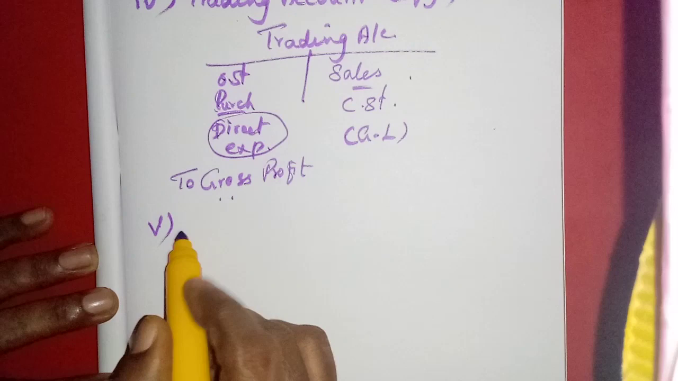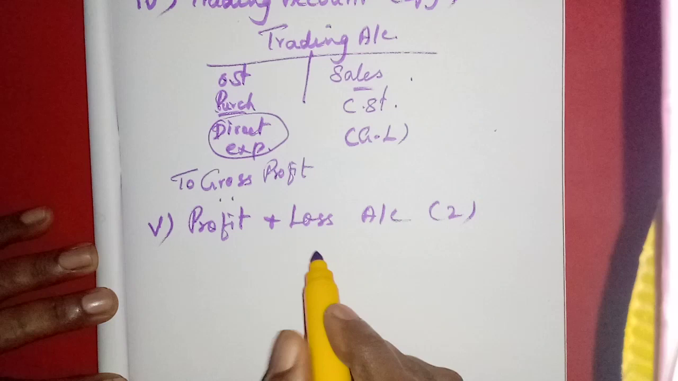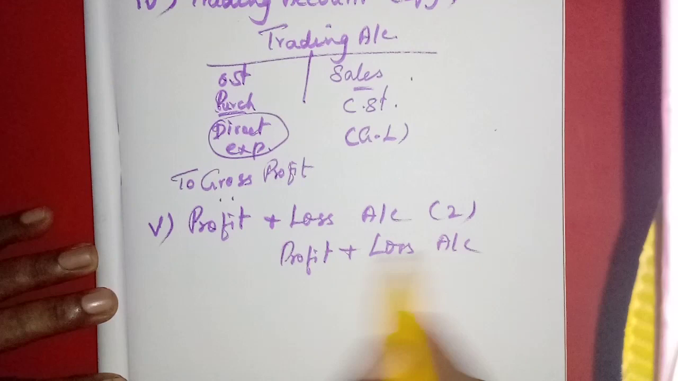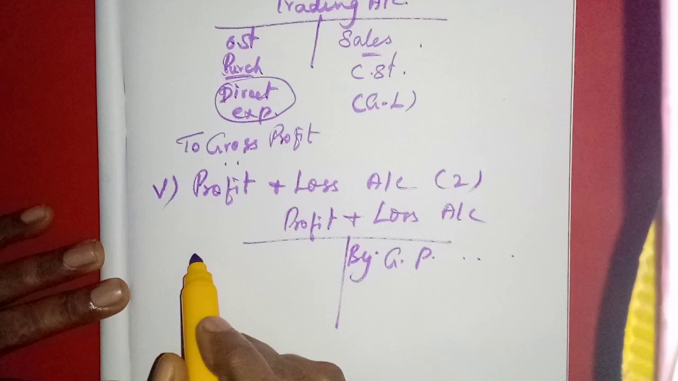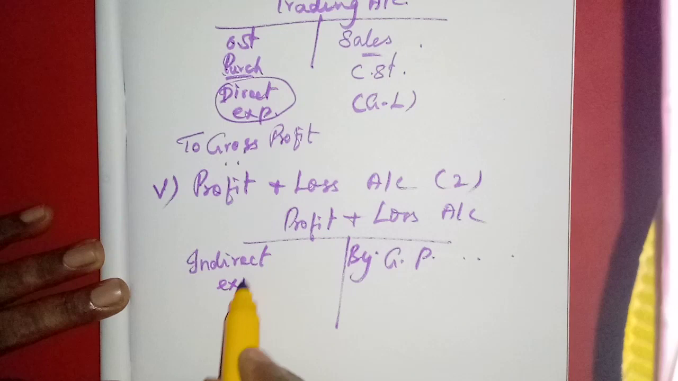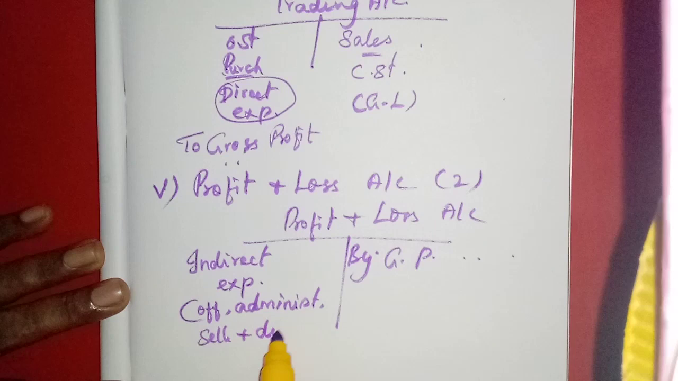Then the next account is called the profit and loss account. Here also we use both the pages. In the profit and loss account, this gross profit will be carried down here, by gross profit we will write. Then all the indirect expenses will be written on the debit side. All the indirect, that means the office expenses, administrative expenses, then selling expenses and distribution expenses. All these expenses will be written.